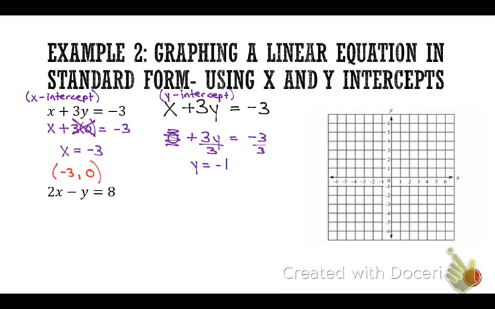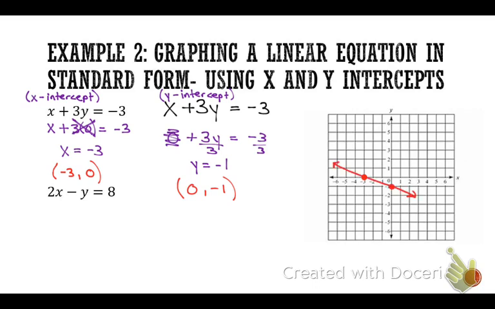Anybody have a guess as to what my ordered pair would be? 0, negative 1. Okay, 0, negative 1. Now I have my two ordered pairs that I can graph. I need to caution you guys, make sure you go the right direction. Negative 3, 0 does not mean down 3. Negative 3 is your x value. That means you go left 3. See that? And then, where do I go for 0, negative 1? Well, I go 0 on x, but then where do I go for negative 1? Down 1. And then draw your line.